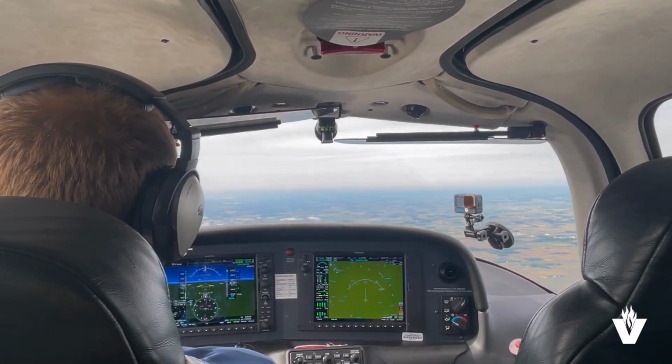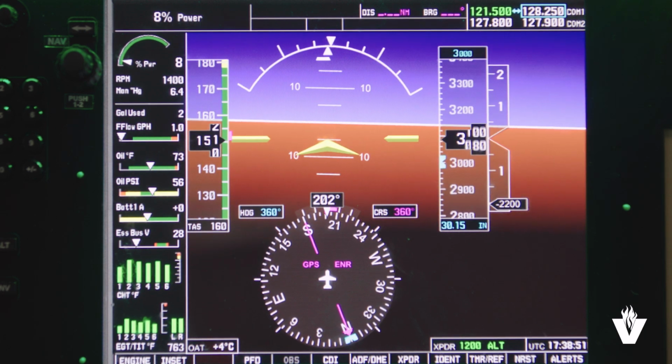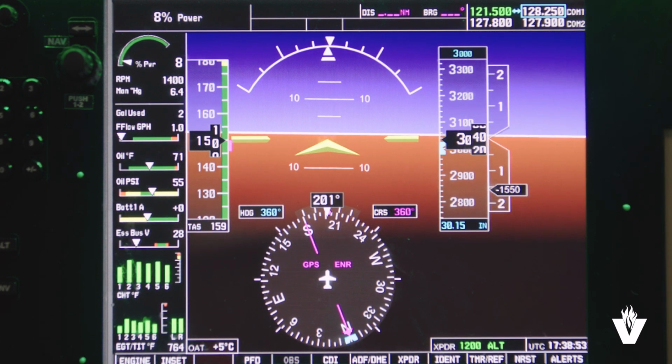It's important that you follow this procedure to avoid adding additional back pressure while the aircraft is in a turn, which could lead to structural damage or an accelerated stall. So again, roll the wings to level first and then pitch the nose to level for a nose-down unusual attitude.